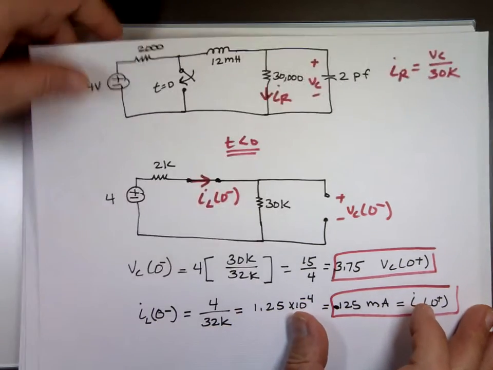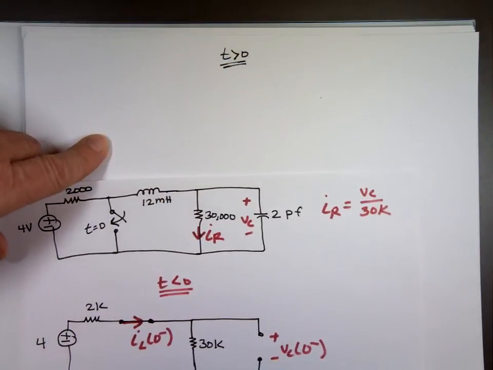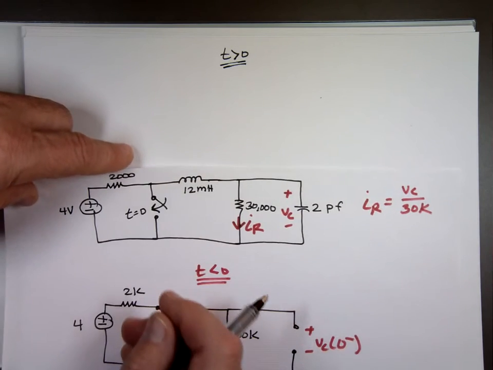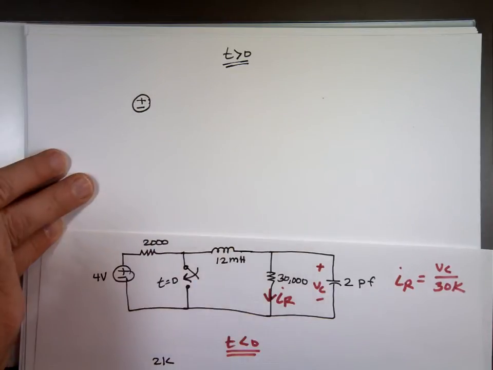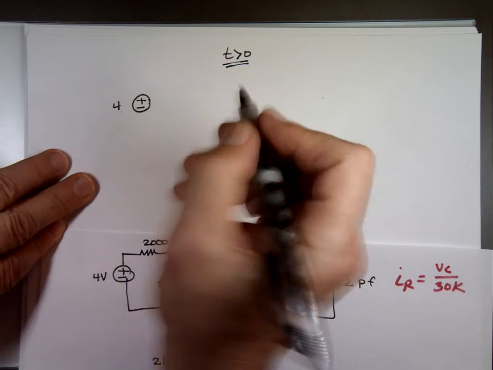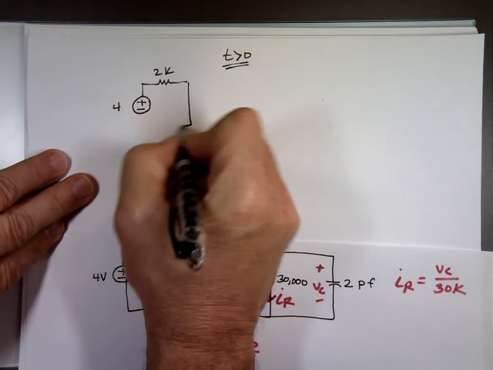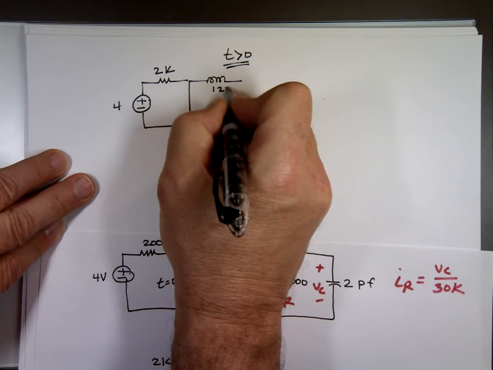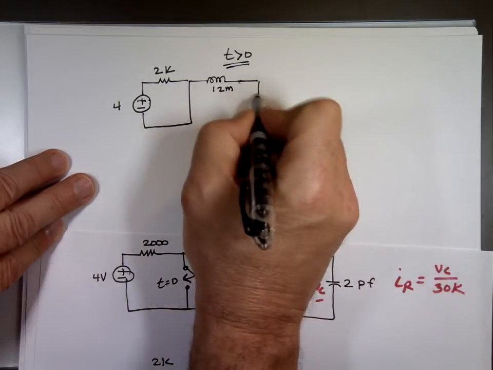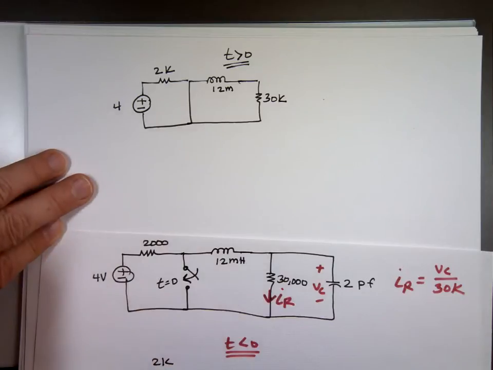Now I need to look at the circuit for t greater than 0. The switch closes, so this is what my circuit will look like. 4, 2K, 12 millihenry, 30K, and what else we got there? 2 pico.